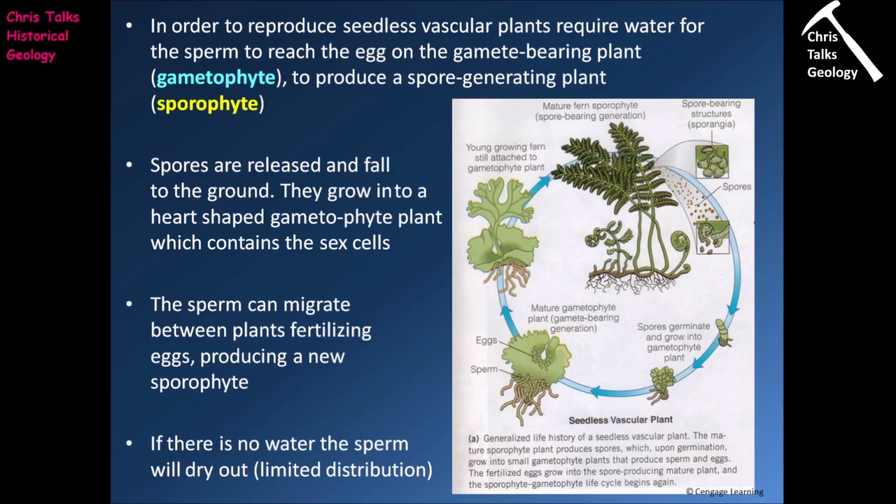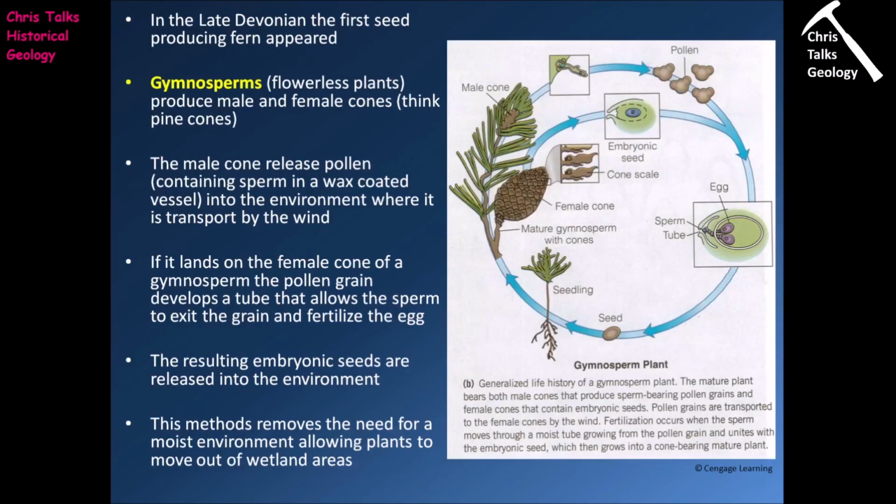So as you can see, it's a very complicated process. It doesn't work without water, and you require the intermediate gametophyte plant to act as a stepping stone to the production of a new fully functioning sporophyte. Now if you want to have these kinds of plants growing outside these wet environments, obviously substantial changes have to be made to the reproduction process to allow this to happen. So this then brings us on to the late Devonian appearance of the first seed-producing ferns.